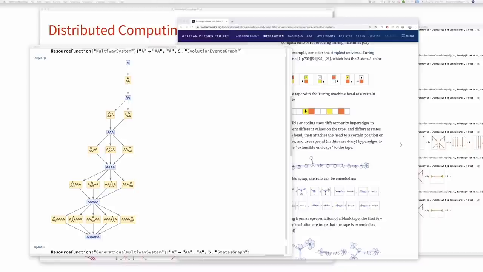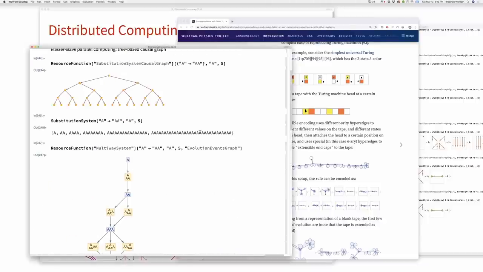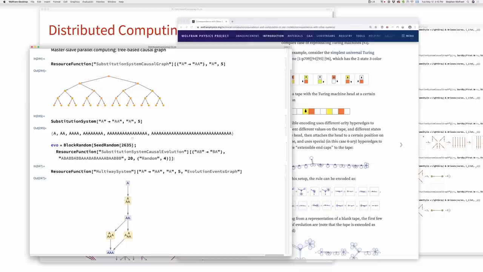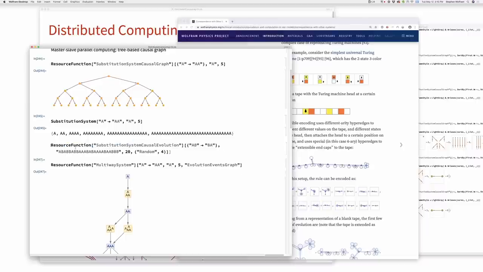Let me look at something else. Let me look at the substitution system causal graph, and I think I had several different functions here. Okay, this is yet another one of these. Okay, so let's look at this. This is the state analog. That's absolutely not what I wanted, but that's okay. So here we go with this. It's showing something different, but let's try this.